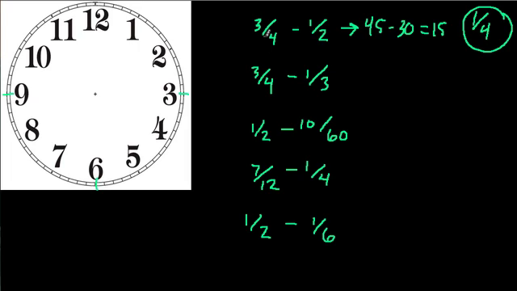And that makes sense. You take a half from 3/4, a half is like 2/4 put together. So you take 2/4 from 3/4 and you have 1/4 left over.